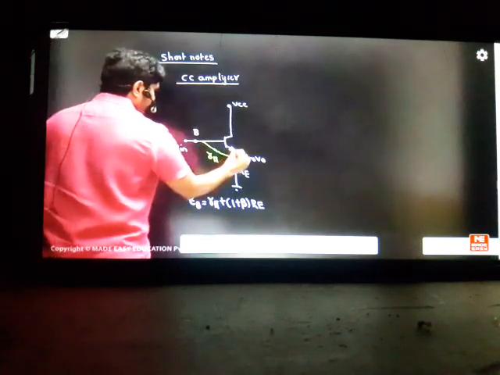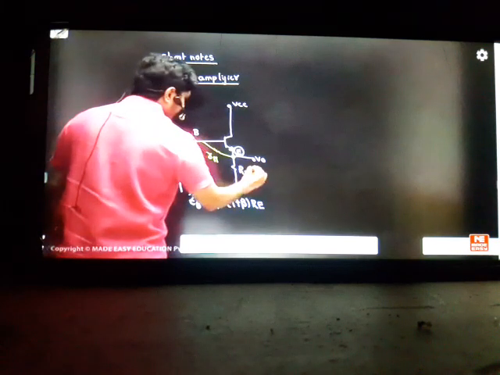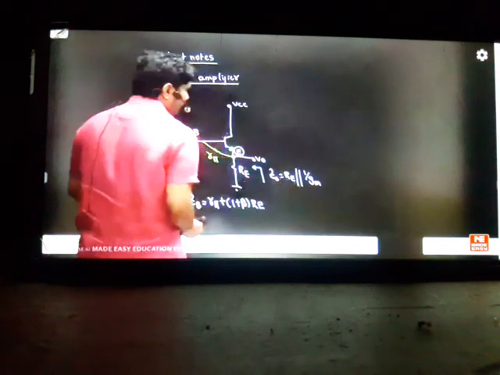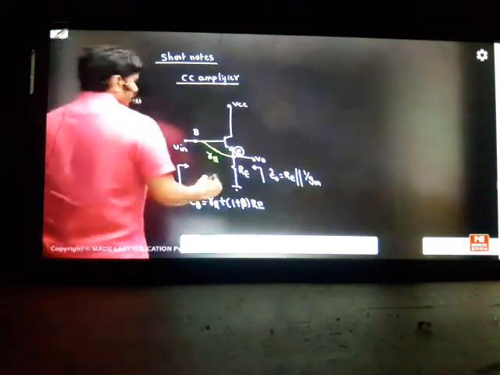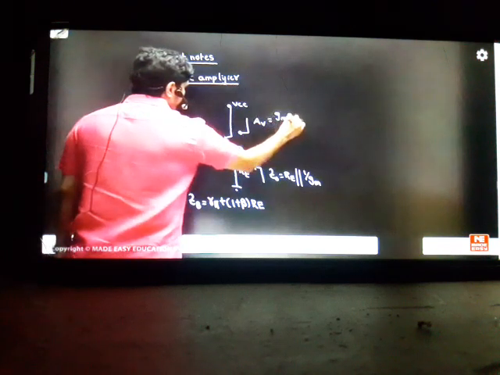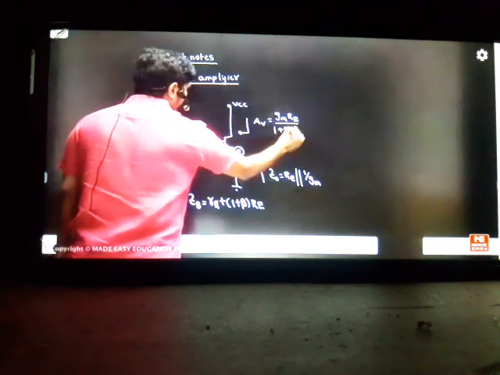This is the emitter point. Seeing from the emitter, what is the output impedance? Z0 is equal to RE parallel to what is inside the emitter, which is 1 by GM. Simplified, you can write 1 by GM, so RE parallel to 1 by GM. What is the gain? It's a buffer. The formula will be GM into RE divided by 1 plus GM into RE. This is called the buffer formula.